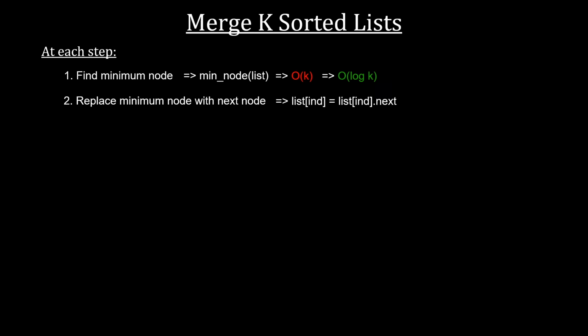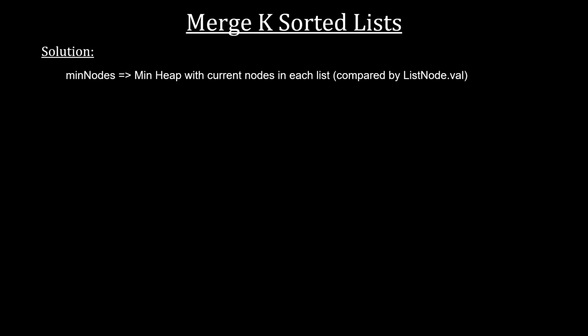And think about it. Does this sound familiar? You basically want to hold a collection of elements. You want to quickly find the minimum element. You want to remove it and insert another element instead. All of that in big O of log of k. Yes, it is the min heap. The solution is to have a min heap consisting of all the current nodes in each list compared by their values. And let's call this min heap min nodes.